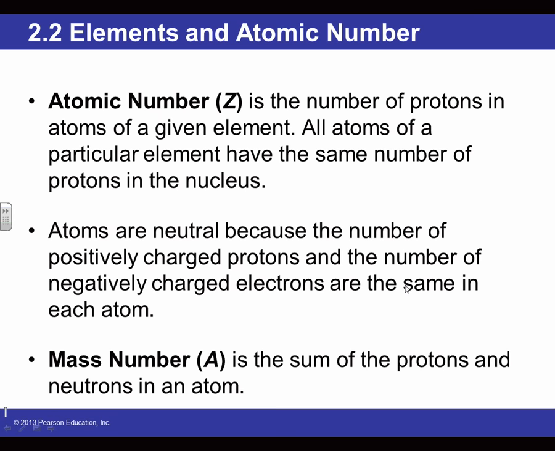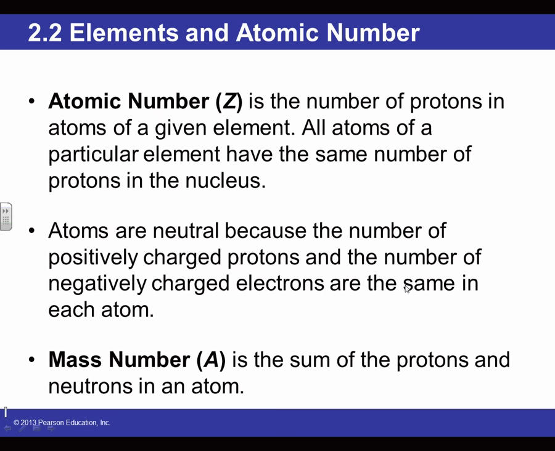Now, the mass number is something different. It's usually the larger number, in fact almost always the larger number, and it represents the sum of both the protons and the neutrons. A lot of times, as an organizational practice, what I tell people is, suppose you're trying to determine the number of neutrons of an atom. Well, you simply subtract the atomic number from the mass number to find the number of neutrons in any particular atom.